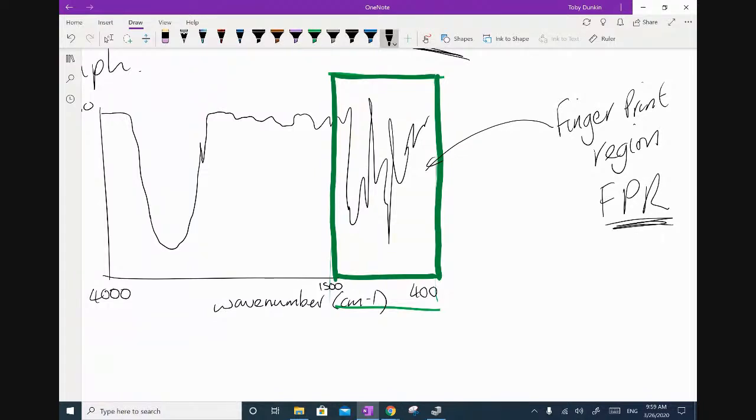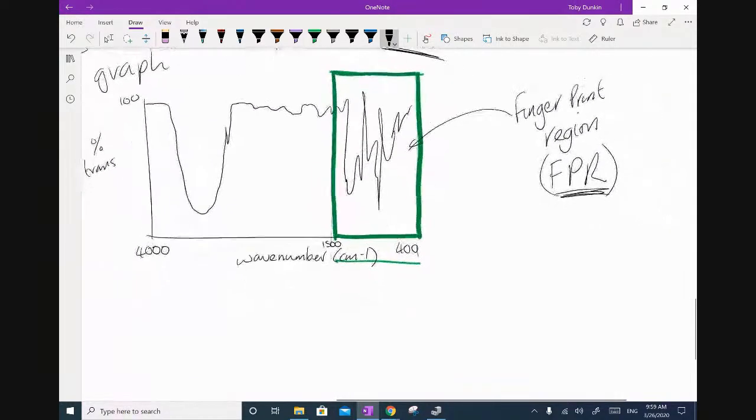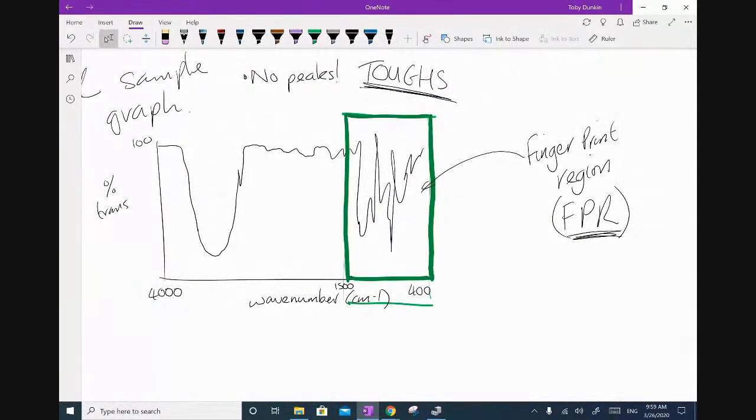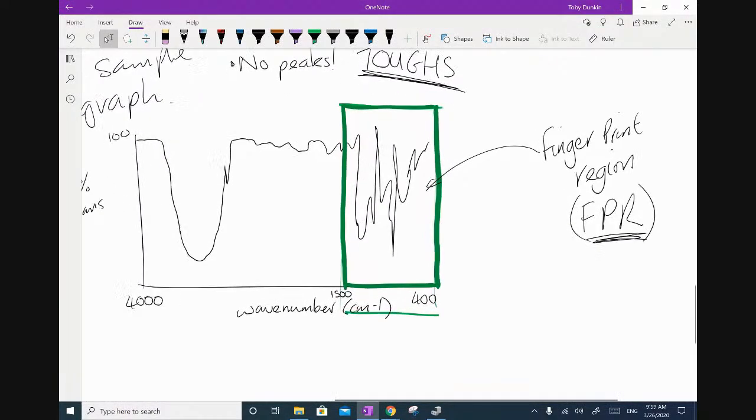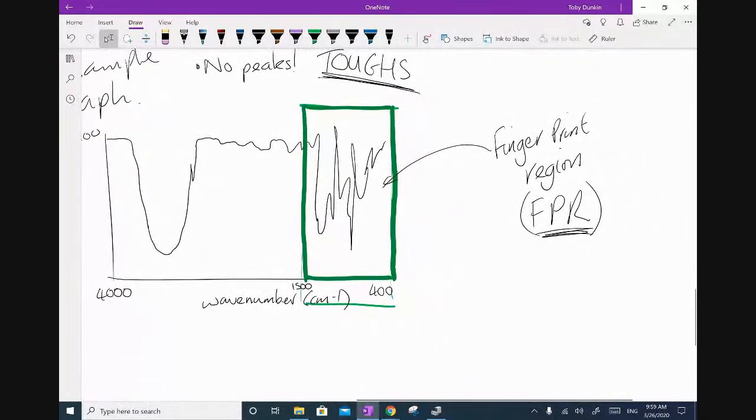FPR, fingerprint region. By the way, you're not allowed to call it the FPR in the exam. I just like to call it that. It makes it easier. But this is called the fingerprint region. And this region is a mess.